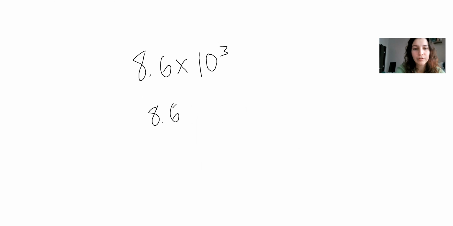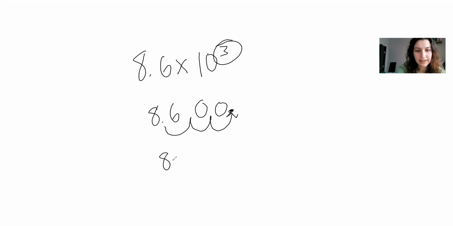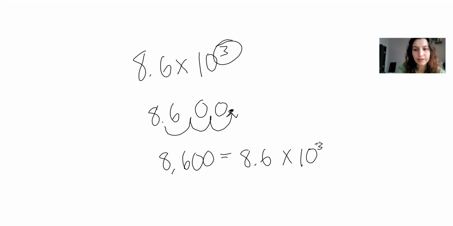All right, so another example, let's look at 8.6 times 10 to the 3rd. So let's take 8.6 and let's move the decimal over how many times? 3 times. So 1, 2, 3. And now our decimal is going to be here. And we'll fill in these places with zeros. So we get that 8,600 is equal to 8.6 times 10 to the 3.